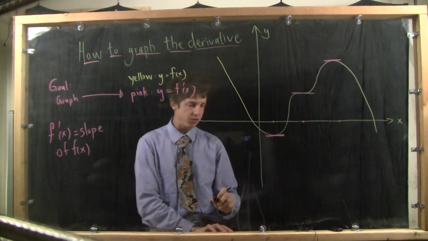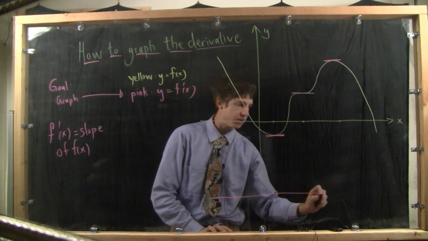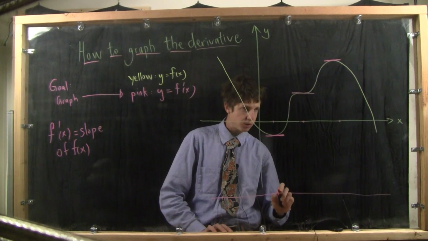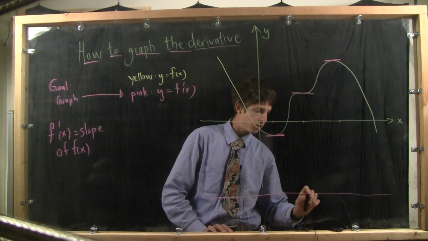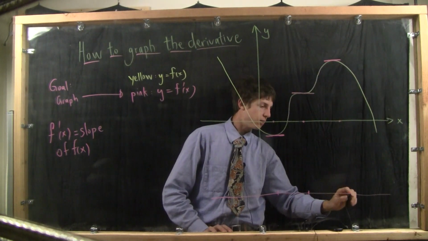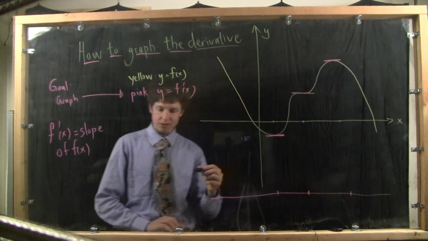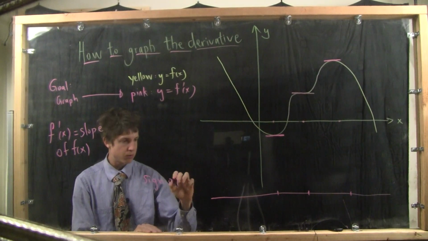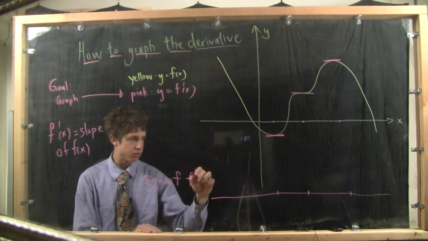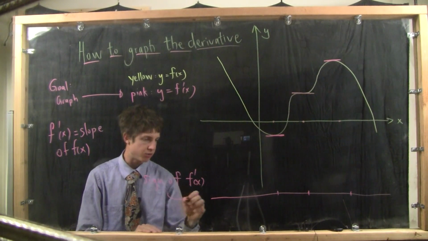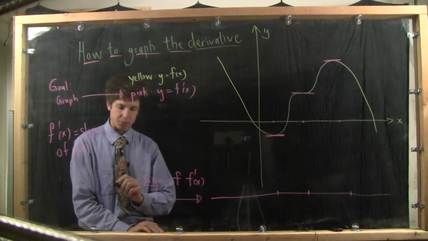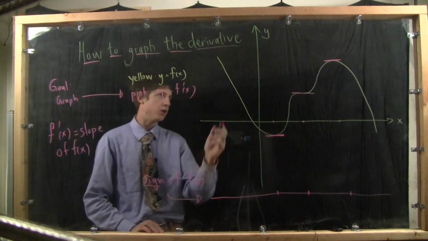So one good thing to do, I'll keep track of it down here. Here's my number line. We know that the derivative is 0 here, 0 here, and 0 here. What I'm going to keep track of is the sign of the derivative down here on this number line. So what do I mean by sign? Well, by sign I mean either plus or minus.